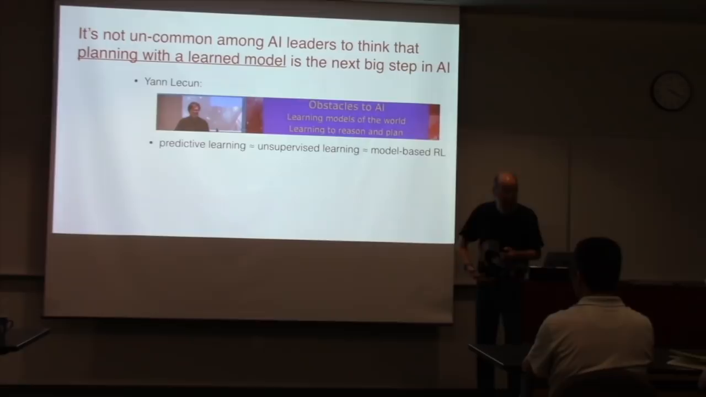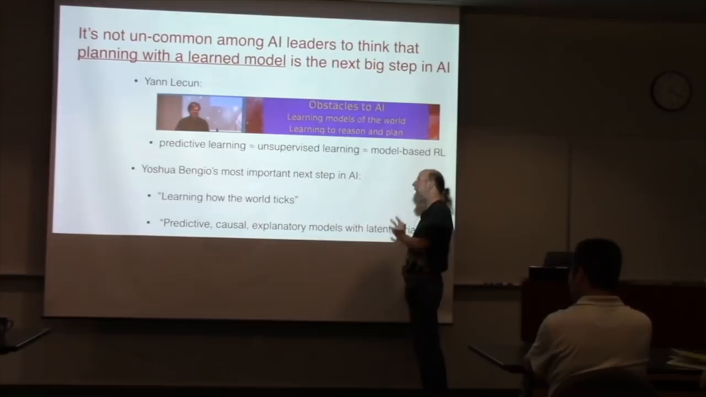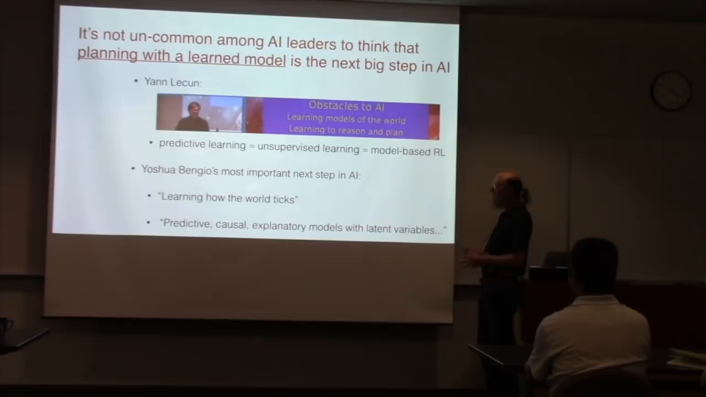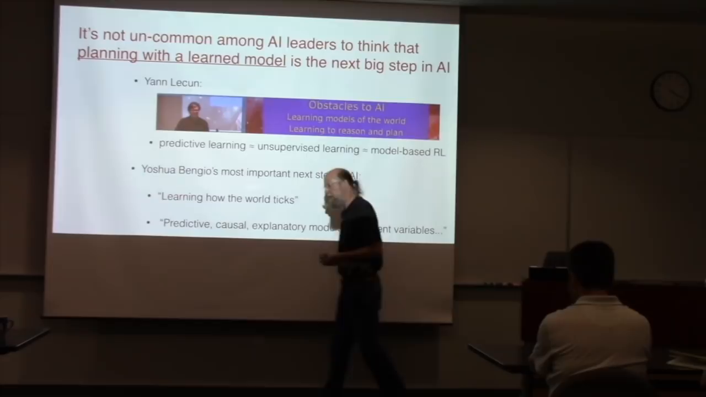And Yoshua Bengio is the other one that was easy for me to pick out as supporting exactly this. So he was asked, what is his most important next step? And he said, learning how the world ticks. Having predictive, causal, explanatory models of the world. He likes latent variables. That's okay. But the point is, it's a predictive, explanatory, causal model of the world. It tells you how it works, and you can think about it. So this is not just my crazy idea. I mean, it should be your crazy idea too.